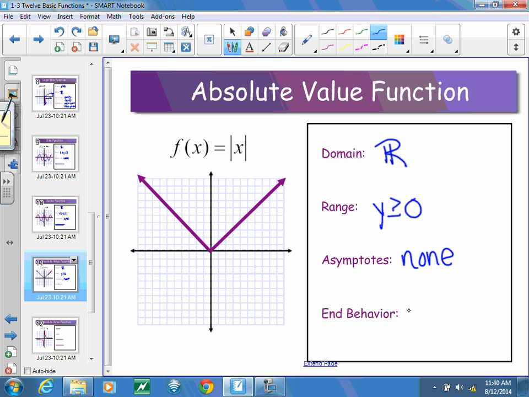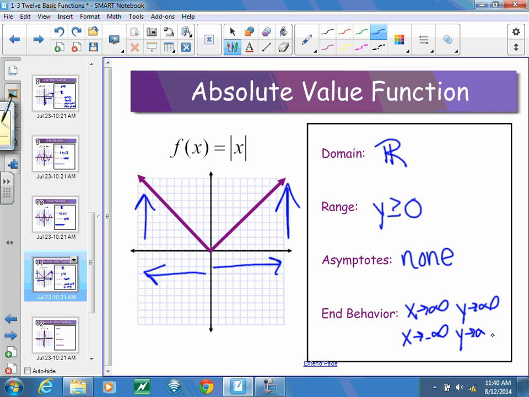And as far as the end behavior goes, as x goes towards positive infinity, y goes towards positive infinity. And as x goes towards negative infinity, y goes towards positive infinity. And that's our absolute value function.